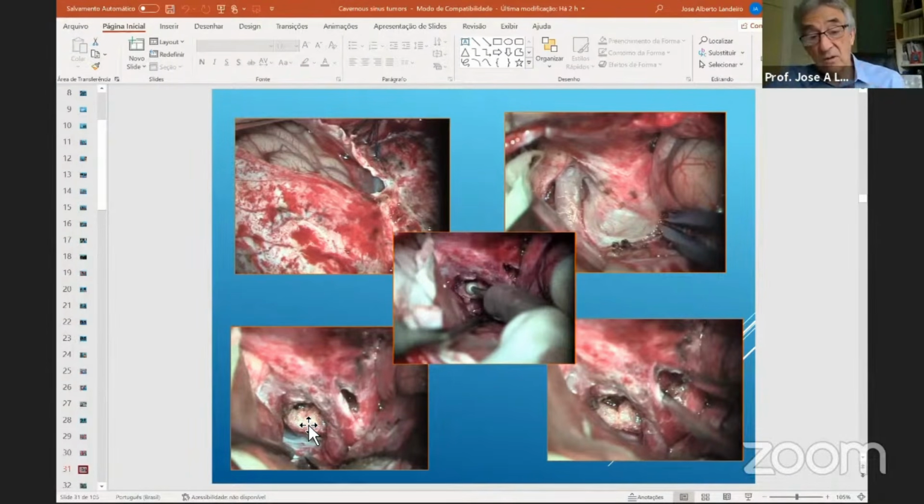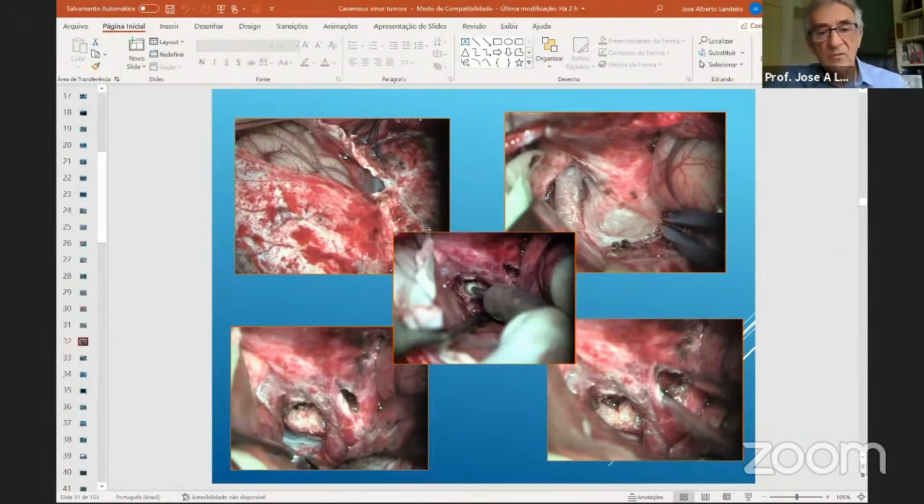The so-called transcavernous sinus approach is drilling the posterior clinoid process as much as possible, where the tumor is arising, and it is good to remove a good part of the tumor.